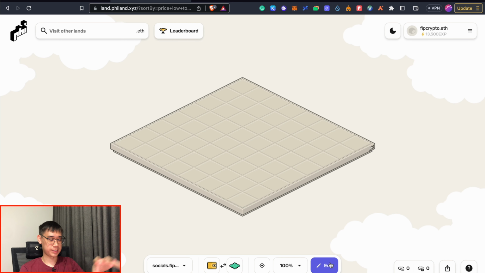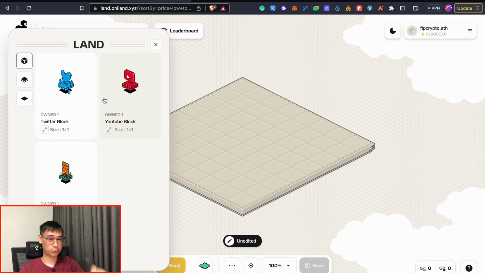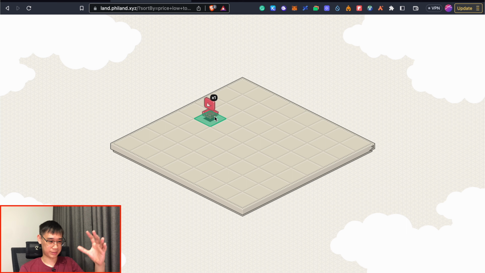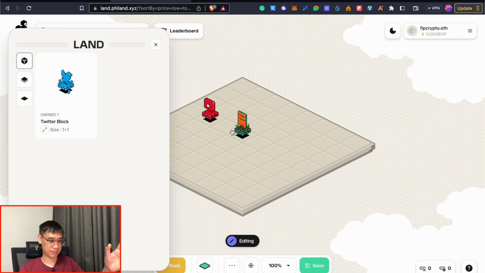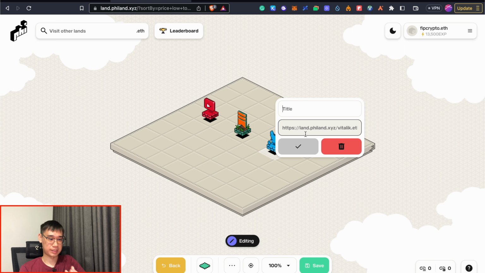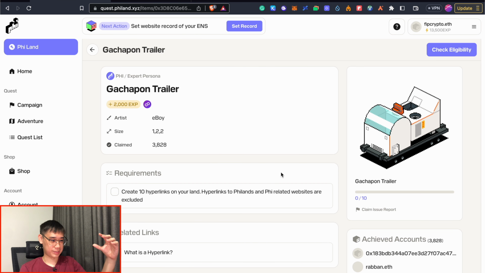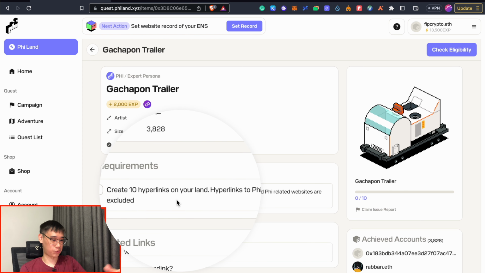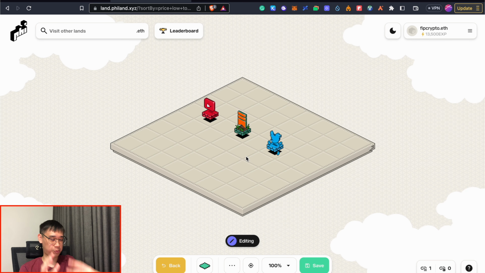So now I can deposit some of the items that I have into this land. For example, I can just put my YouTube blog, my Substack and Twitter blogs, and I can add a link to all of these different blogs as well. This would be important because there's this quest over here where you need to create 10 hyperlinks on your land. I think that the only way that it's possible for you to create these hyperlinks is by adding them to all of these different objects.